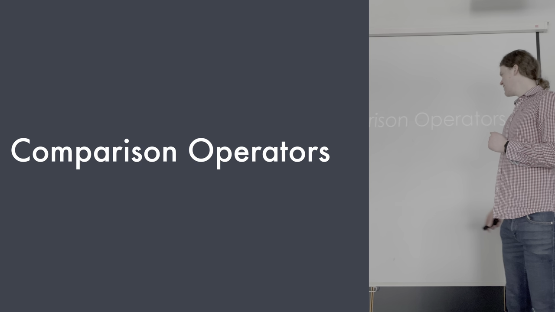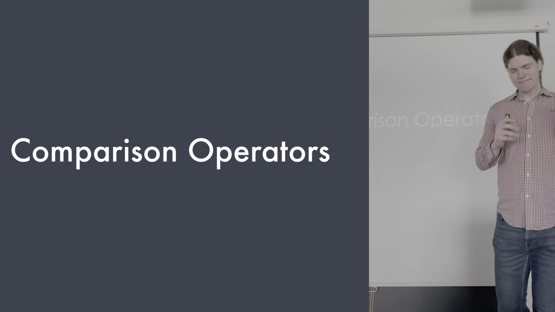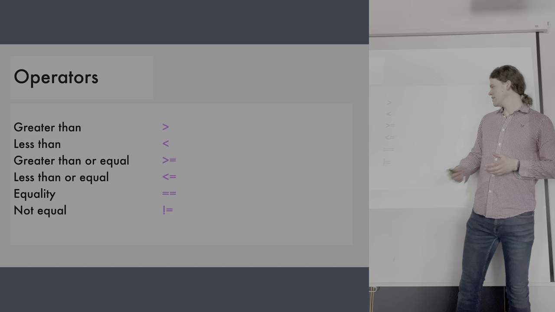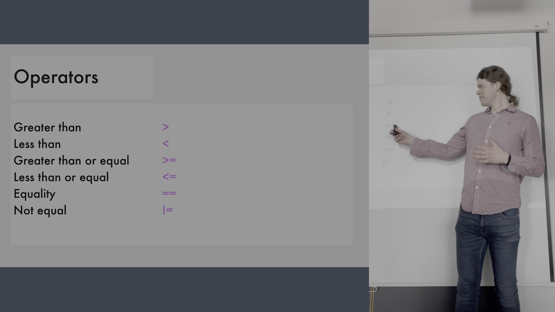Let's have a look at some operators then. Now that we've established the basics of selection, let's have a look at, first of all, comparison operators. We've seen a few of them. We saw some of these in the previous example. We looked at the greater than or equal. We don't have to use the equality operator. We could just say greater than or less than. That's the simplest way.